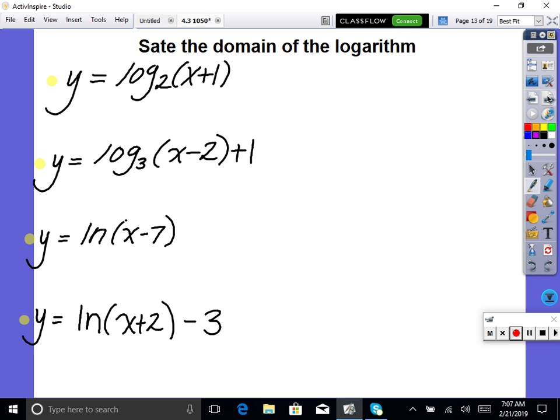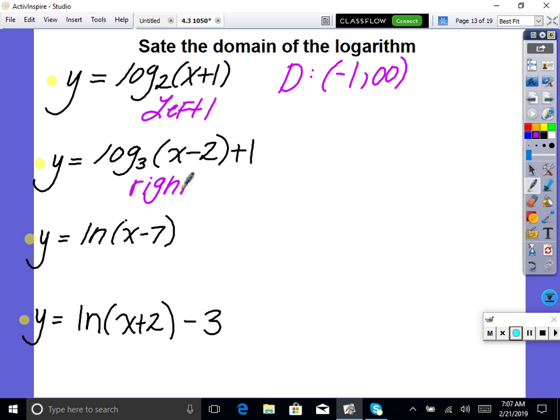Okay, just making sure. So right here, we're shifting left 1. So then our domain would be -1 to infinity. Does everybody see? Okay, right here. Right 2. Now, even though it's up 1, that doesn't affect anything, correct? So then you would say your domain is 2 to infinity.